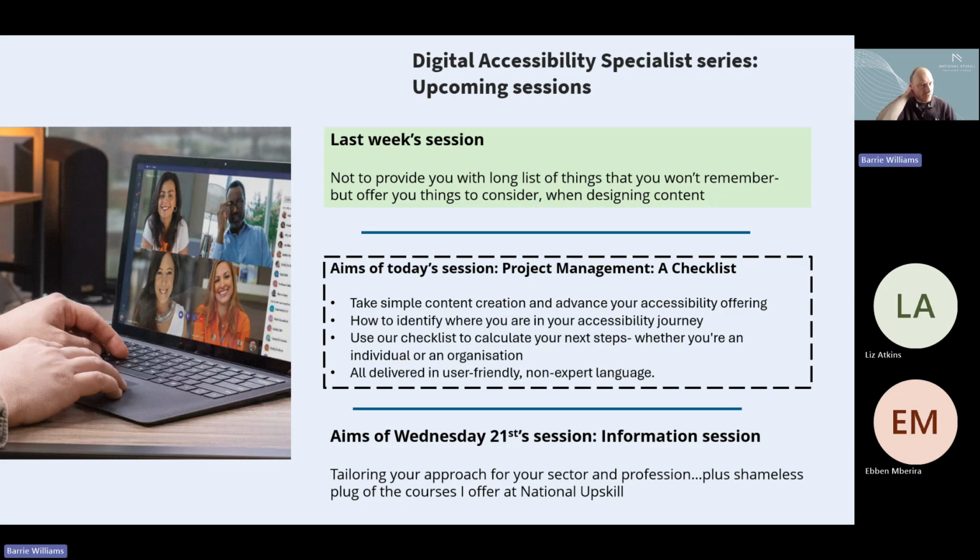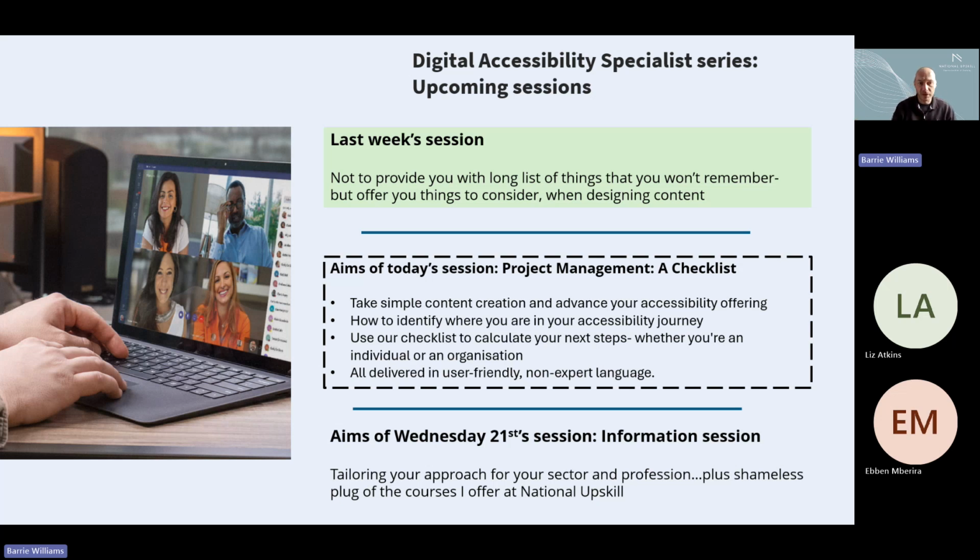Last week's session was not to provide you with long lists of things. It was a very quick, simple, user-friendly pick up and use guide on what you can do for accessibility. I'm going to take that a bit further today, looking at the project management side of things. Now, I don't mean you have to be a project manager. That's definitely not what I'm looking at with this one. The whole idea is taking something from its bare roots of accessibility and building it up into a bigger idea and a bigger project.